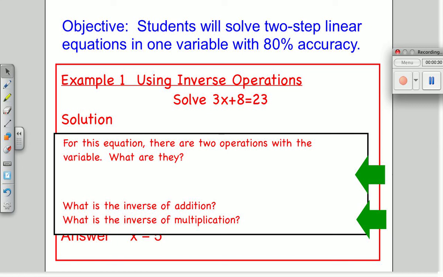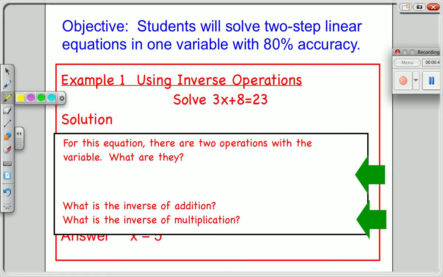So here, I want you to be careful and write exactly what I tell you to write, because if you get ahead of me, you might be writing the wrong thing. So in this one, you're going to write example 1, inverse operations, and solve 3x plus 8 equals 23. Just write that for now.